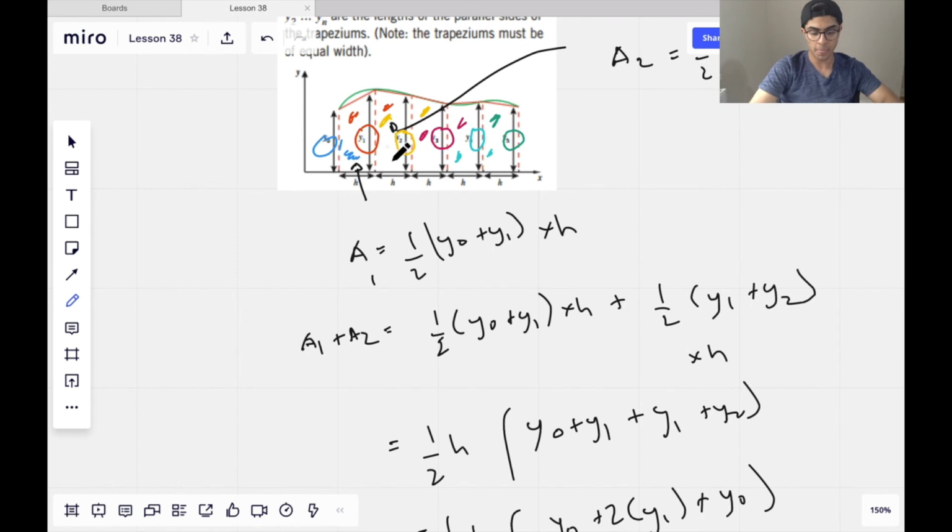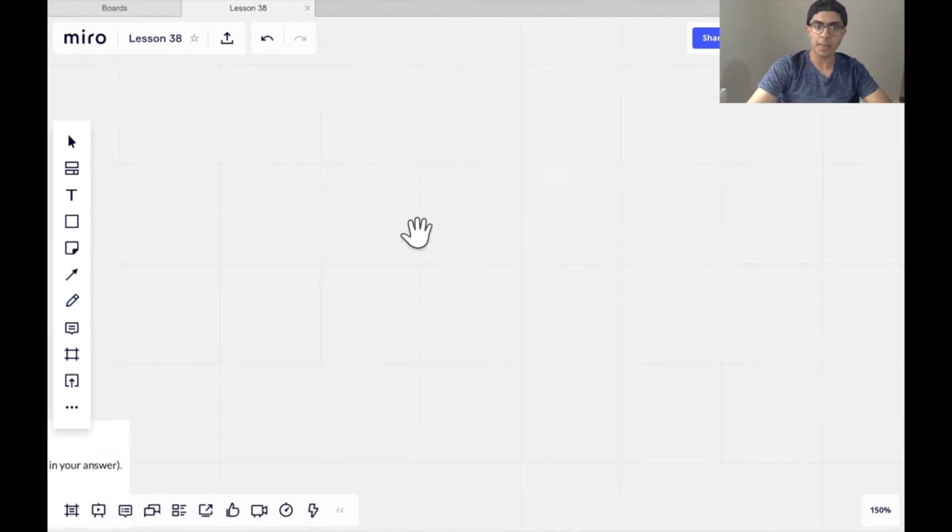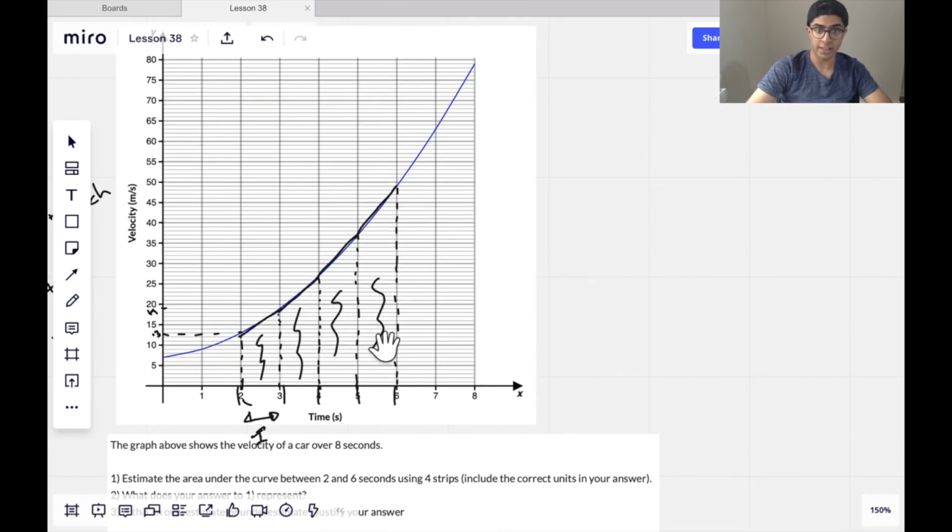So that's why it's y0 here and yn, as in the last one here, because they're only used once and they're not multiplied by 2 like the rest of these. So this is just a formula you might want to learn and memorize, instead of calculating the areas by finding the area of each trapezium and adding them up.